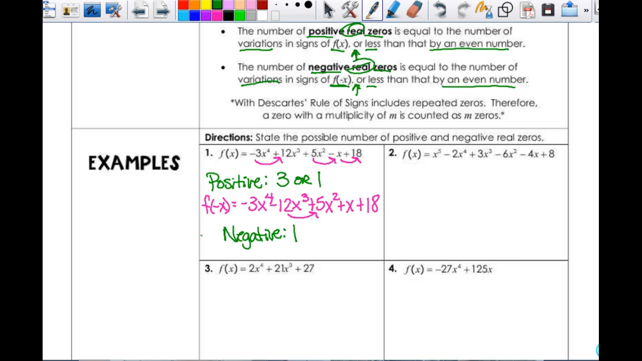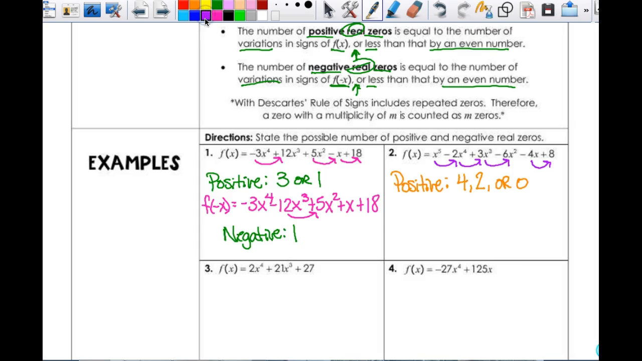Okay, so look at number 2. How many variations do we go? 1, 2, 3, 4, right? So positive, then, I could have 4, 2, or 0. Maybe there's not any positive ones. Okay, that's possible. I could have all negative ones.